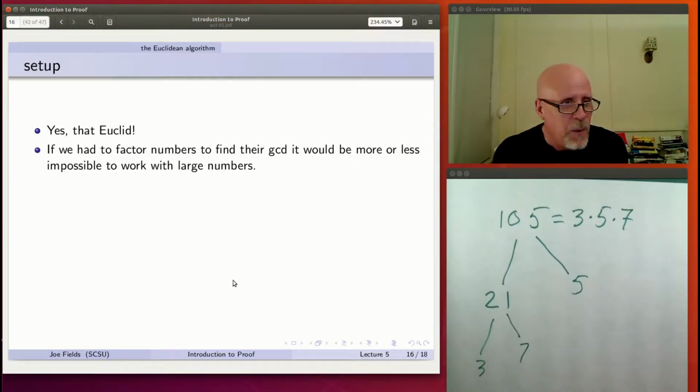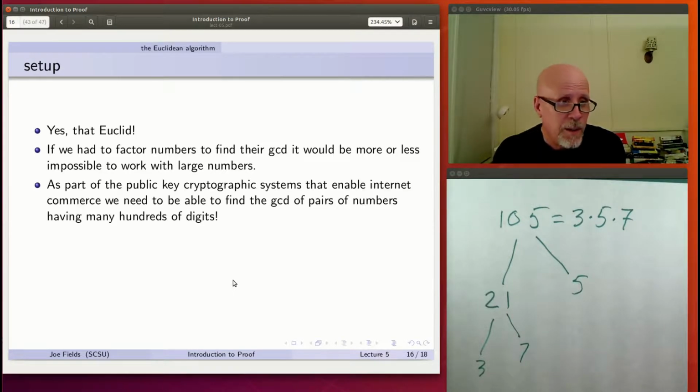But if you had to do factorization and find GCDs working with really big numbers, it would be bad because, well, this is why. There's a lot of applied number theory going on in the world right now. There are several. The most famous one is called RSA, but there are several public key crypto systems that are used to allow for secure communication over the internet.